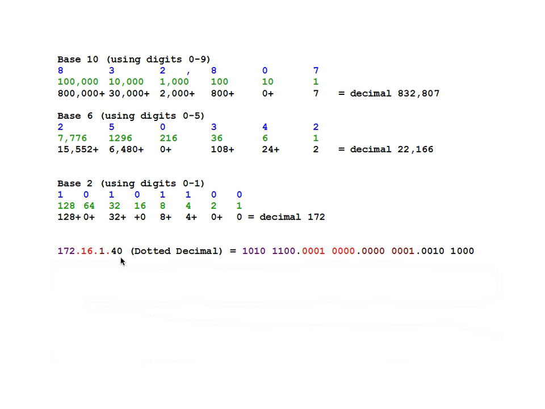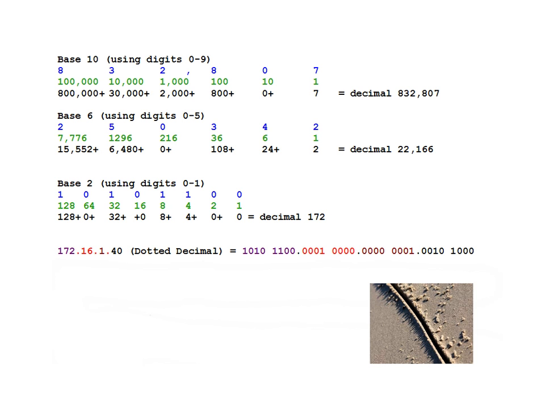Now the question is, where's the line? Is it 172 is the network and 16.1.40 is the host address? Or is 172.16 the network and 1.40 is the host? Or is 172.16.1 the network and 40 is the host? Where's the dividing line? Where's the line in the sand?